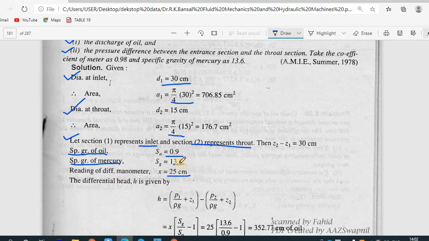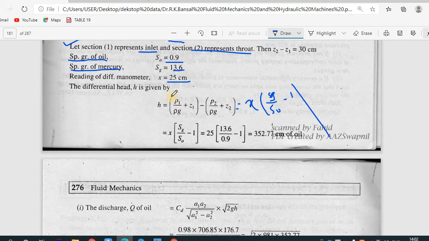Okay, so we have the formula for h equals P1 by rho g plus Z1 minus P2 by rho g plus Z2, which equals x into Sg by So minus 1. We can use this formula because we have the value of x as 25 centimeter, the specific gravity of the heavier liquid, 13.6, divided by the specific gravity of the lighter liquid, minus 1. This will give you the value of h. So h is coming out to be 352.7 centimeter of oil.